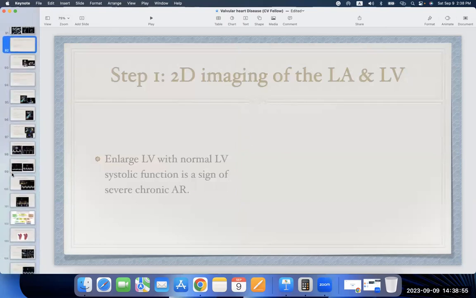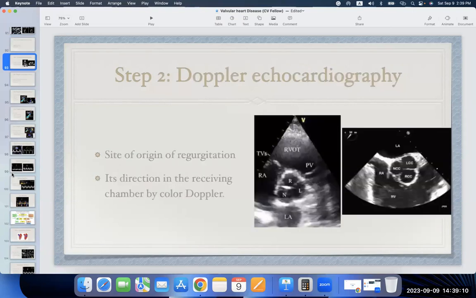After you image the valve itself and determine the cause of the problem, then you will do the measuring. You look at the LV function and the LV size, and from that you can tell if the patient has normal LV function with enlarged LV. That will be one of the criteria of severe chronic aortic regurg.